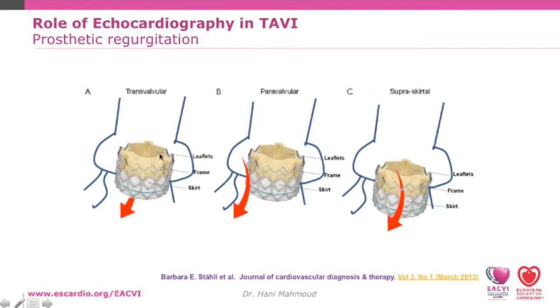This illustration is showing different types of regurgitation. Central one from inside, especially in oversized prosthesis, and this is treated by another balloon expansion. Paravalvular one is treated by a valve-in-valve. That one is treated, the paravalvular regurg is treated by balloon expansion, another balloon expansion, and this increases the risk of strokes, as we all know. And supraskirtal, especially if it is implanted too low, and it is more frequently encountered if they put the Edwards-Sapien valve in a mitral position.